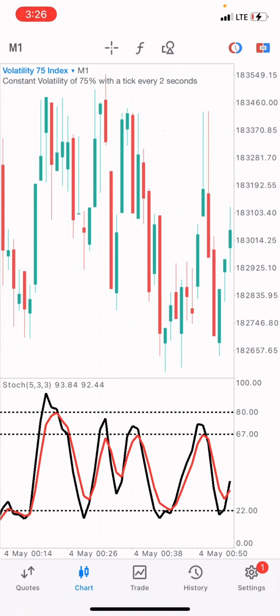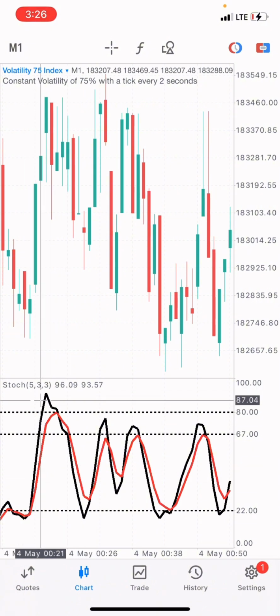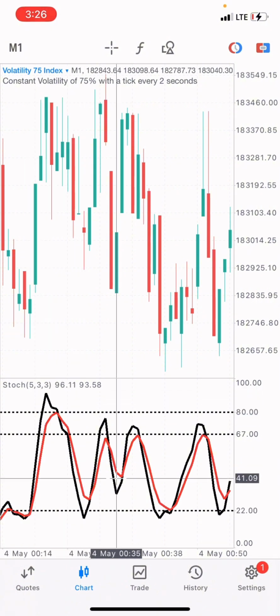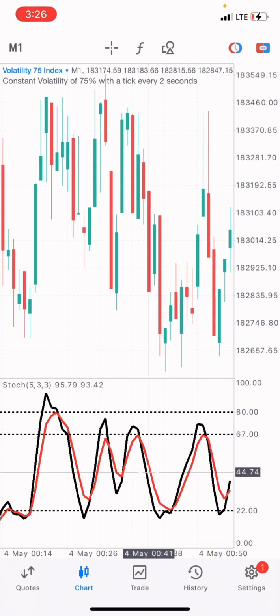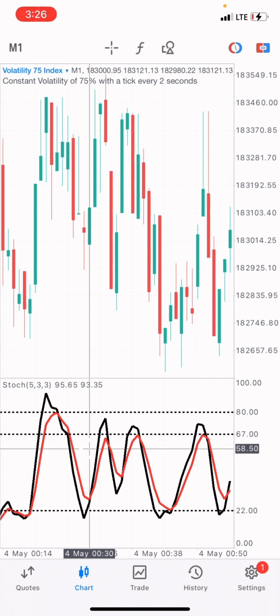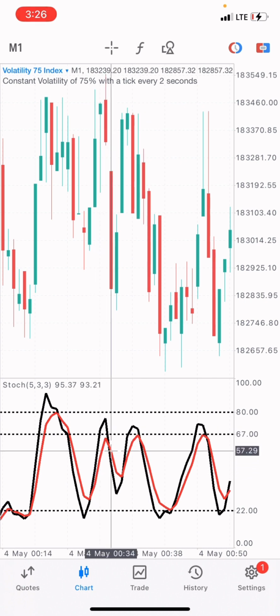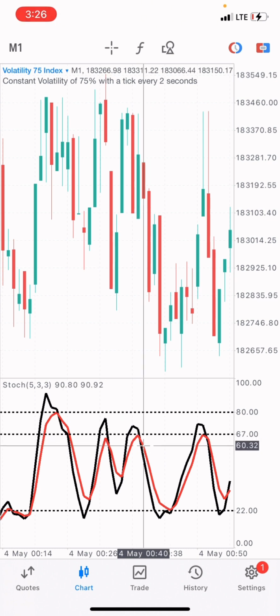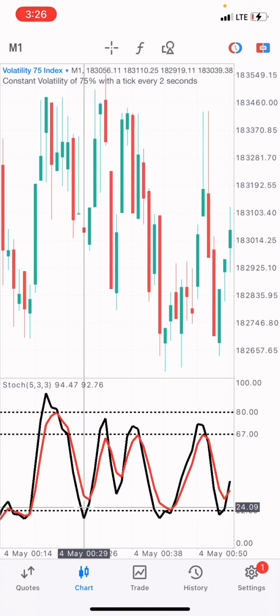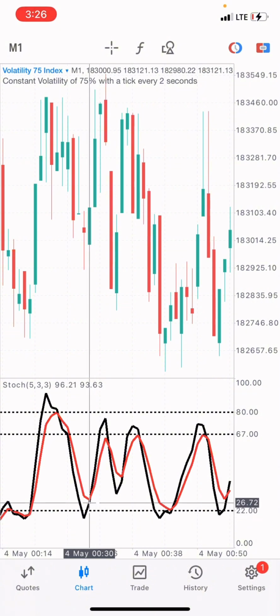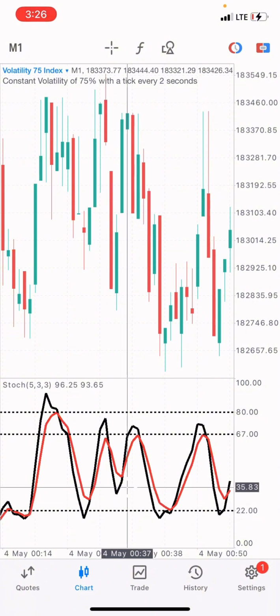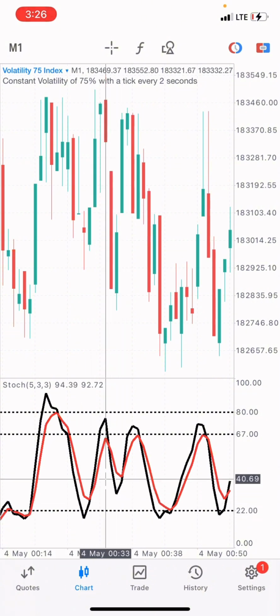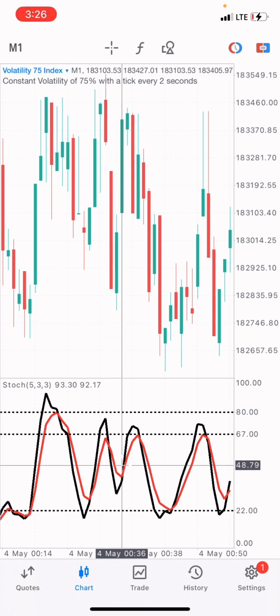Just to show you guys that this strategy works clearly, you're going to be taking it at the level of 80 and the level of 22. You can also see that even at the level of 67 at this point, when there's a crossing above, it sold. When there's a crossing above, it sold exactly. And even below the level of 22, it also works as well. Take a look at it.